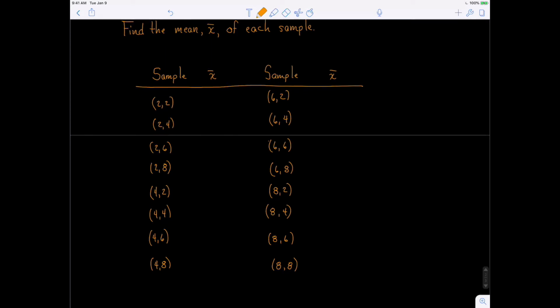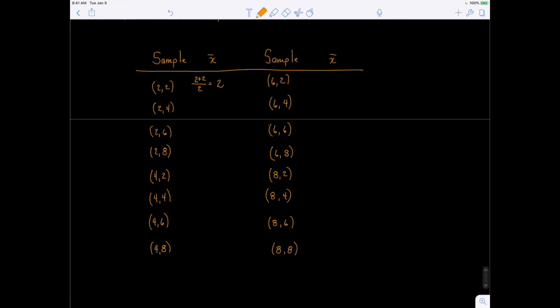Now, let's take the mean of each sample, which means you'll add the 2 data and then divide by 2 since they have 2 values. So the first one, we'll write it out. This is going to be 2 plus 2 divided by 2. So that's 4 divided by 2, so I'd have 2. Let's make that a little bit cleaner. And so my mean x bar is 2.